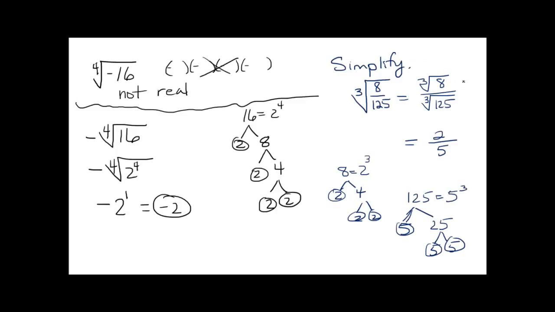So another way to get to the same answer would have been to say, okay, well, this is the cubed root of 2 cubed. Hope you can see that squished in the corner. And this is the cubed root of 5 cubed. And remember, we just divide the powers by the index. 3 divided by 3 is 1. 3 divided by 3 is 1. So you'd still get 2/5, just taking a few more steps to get there.